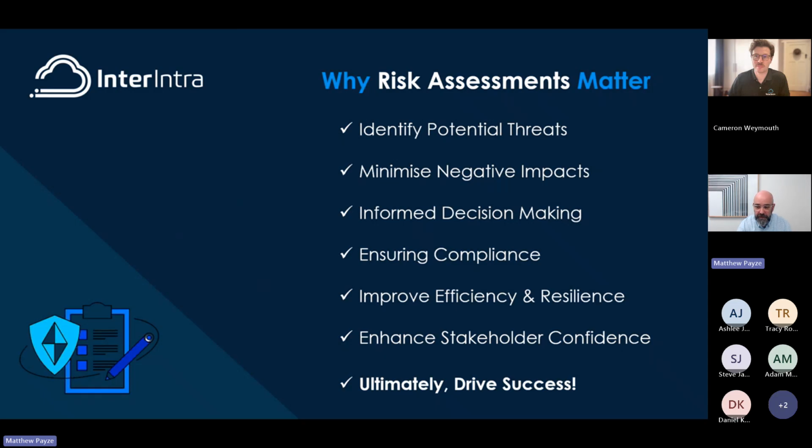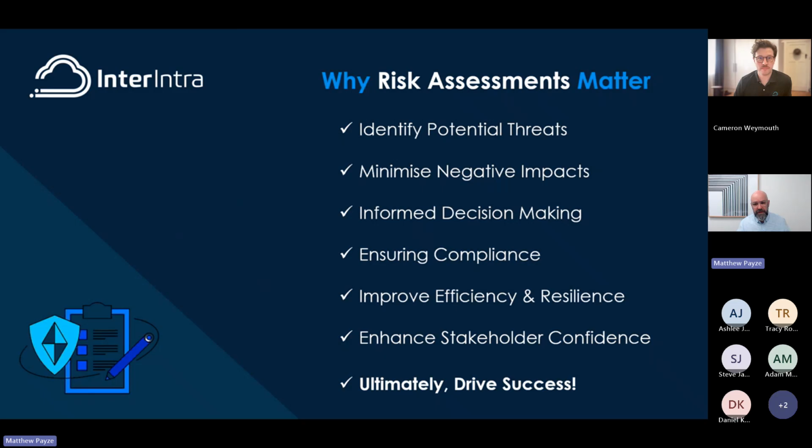Enhance stakeholder confidence. What I've found in the past, most of the time, it's due to a framework like ISO, where it does demonstrate due diligence to customers, investors, partners, even employees, right? It builds trust and credibility. And ultimately driving success, right? By proactively managing risks, we can better protect our assets, we can maintain stability through our infrastructure and our business, and increase our likelihood of achieving our objectives.